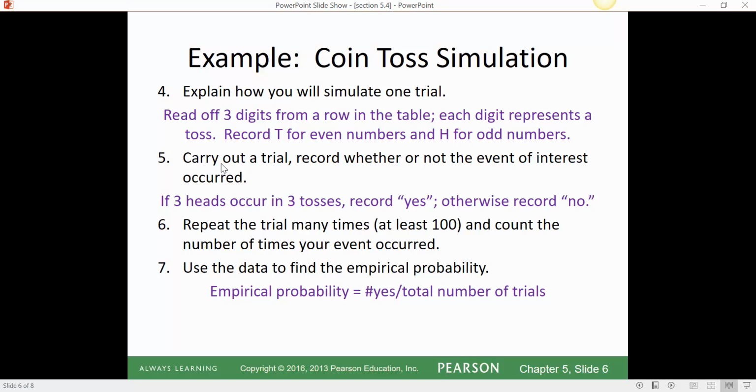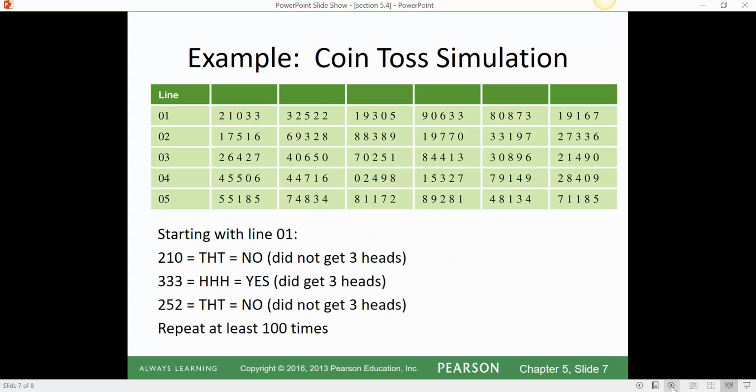So 5, it says carry out a trial, record whether or not the event of interest occurred. So if 3 heads occur in 3 tosses, we say yes. If not, then we say no. And then you'd want to repeat the trial many times, at least 100, and then count the number of times your event occurred. So then the empirical probability would be the number of yeses divided by the total number of trials.